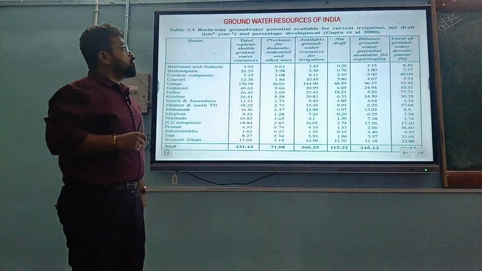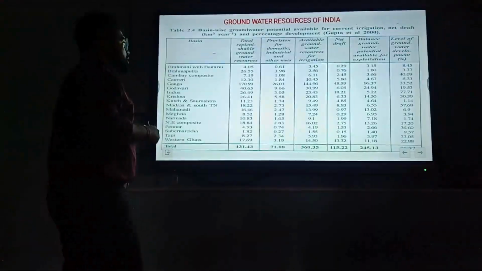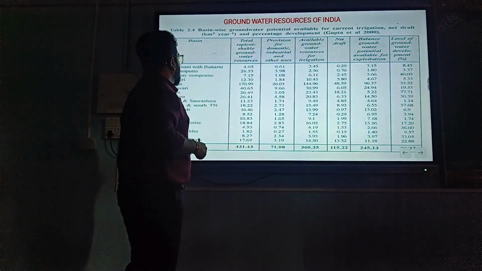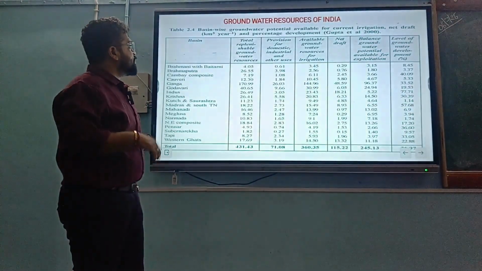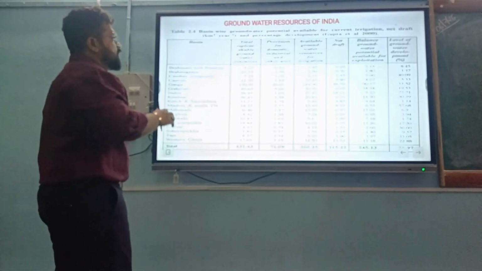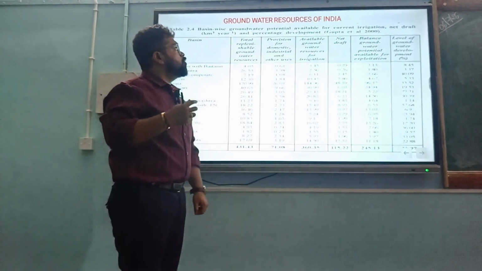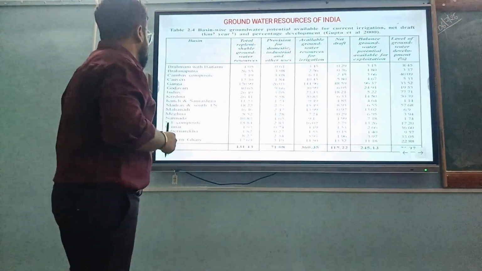Next, if you see the groundwater resources of India, the total replenishable groundwater resources in the Brahmaputra basin is around 26.55 cubic kilometers per year. In this way, this data shows how the groundwater resources of India have been utilized all over the country.